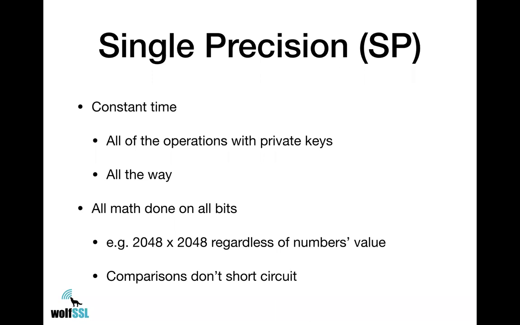Because we've got one implementation for each bit size, we can say that for the 2048 by 2048-bit multiplication, regardless of the number's value, we will be doing 2048 by 2048 bits. And comparisons don't shortcut. We go through every bit, every byte, every word, do some kind of comparison and get the result at the end, so that we have a real, true constant time implementation.